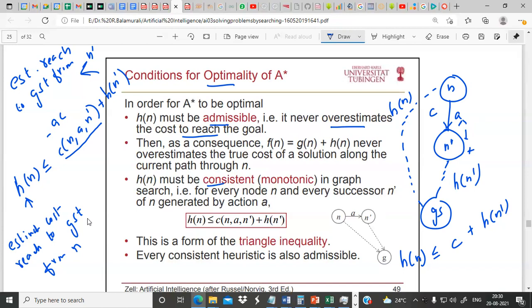And every consistent heuristic is also admissible. If the heuristic is consistent, it is admissible. Because what is admissible? Admissible says that it should not overestimate from the current state. So when it is consistent, obviously it is admissible, right?